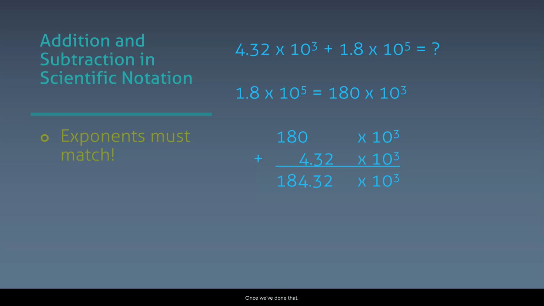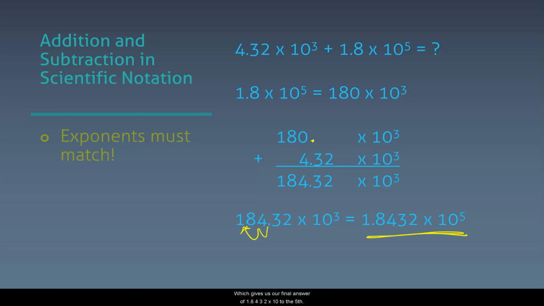Once we've done that, we can then line up our numbers just like you would expect. Remember, there's a decimal at the end of our 180. And so we line up our decimals, add the numbers, and get our final answer. The problem with that is that it's in improper scientific notation. It has 3 digits to the left of its decimal. And so we have to move that decimal back 2 places, which gives us our final answer of 1.8432 times 10 to the 5th.